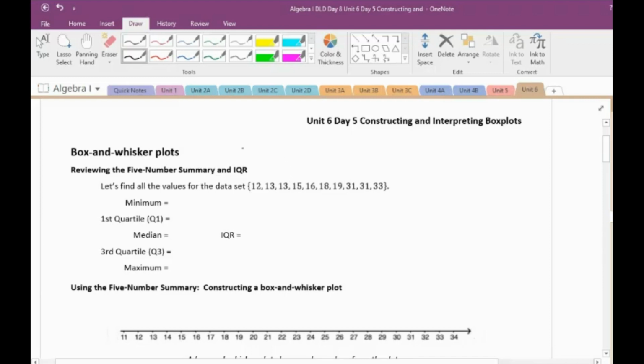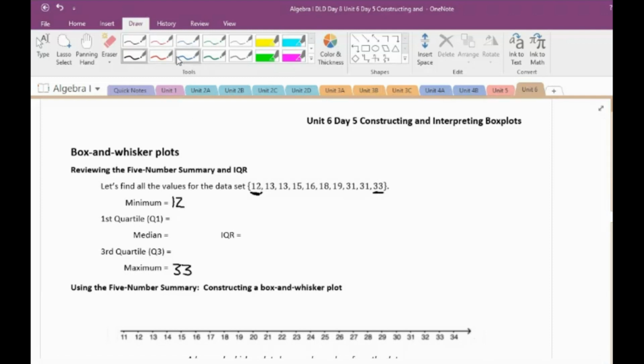So I'm going to find the easy ones first again. Here's 12, and that's our lowest value. That's the minimum. Of course, I have this all in order. I typically will give them to you in order, smallest to largest. But remember, if they're not in order, you need to put them in order before you do any of this. Okay, so now that we have it in order, the minimum is 12. The maximum is this highest value, 33.